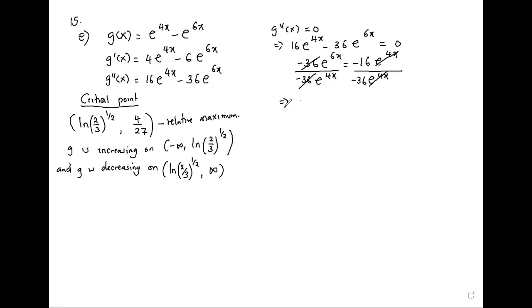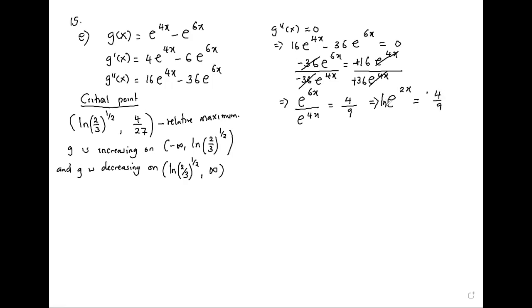Then they remain. Here we have e^(6x) over e^(4x) is equal to, negative cancels, so you get 16/36. We can use 4. 4 can go into 16 4 times, 4 into 36 9 times. And then, because of the same base e, we subtract the powers. So we have 6x minus 4x, giving us 2x, which is equal to 4/9.